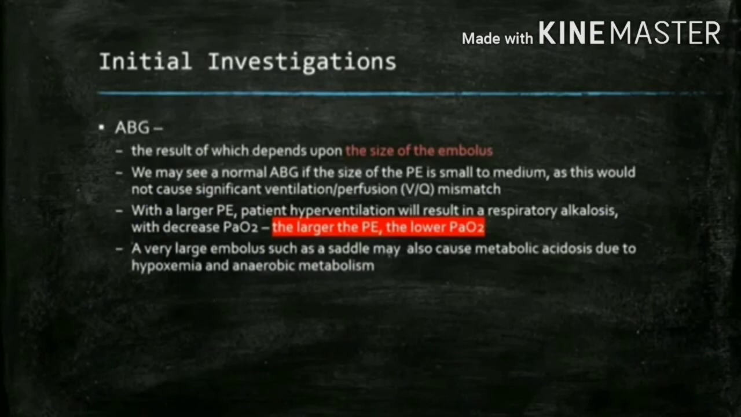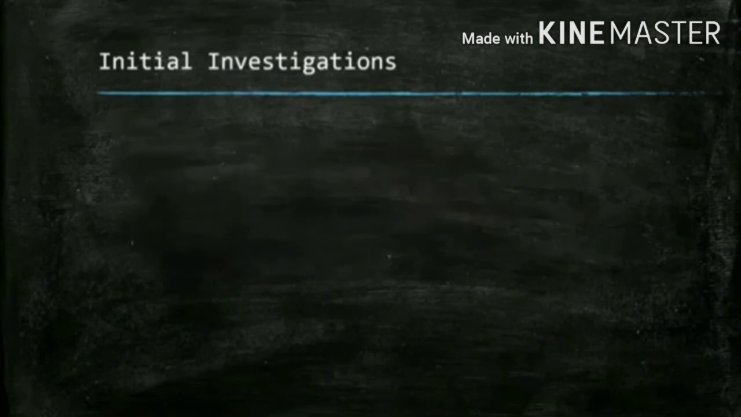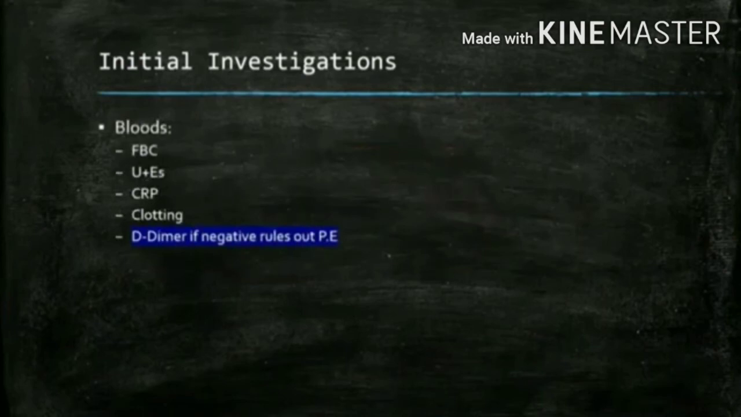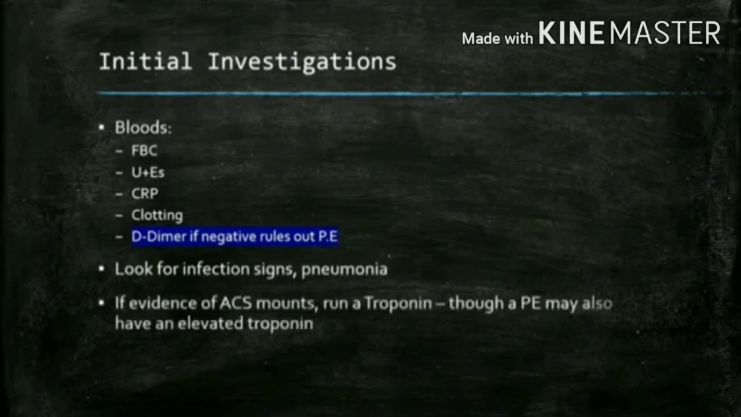Here we also take the blood profile and check for the FBC, U&Es, CRP, clotting, D-dimer, which if negative rules out PE. Look for infection signs, pneumonia, and also evidence of ACS, so we must run a troponin. Though a PE may also have an elevated troponin.